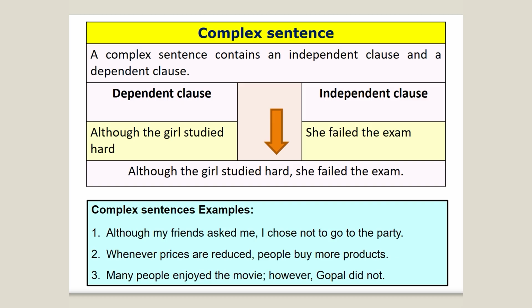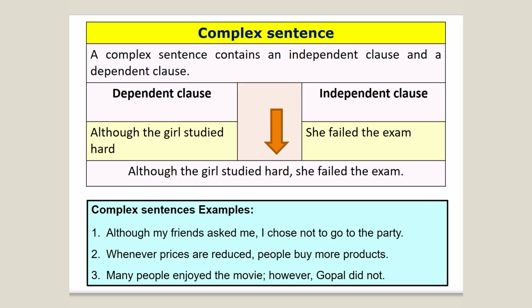For example, although the girl studied hard, she failed the exam. Means although the girl studied hard, she failed the exam. So this type of sentence is called a complex sentence because it has both a dependent and an independent clause. Yes, these are a few examples of complex sentences.